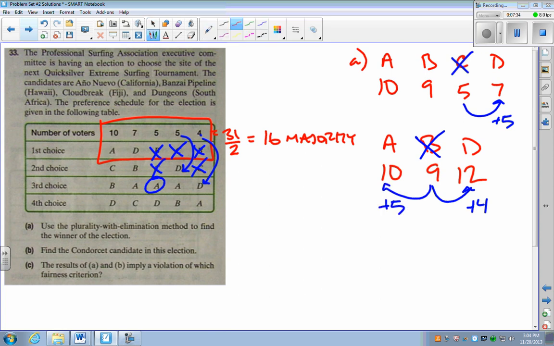When you get to round 3, you got 15 and 16. D's your winner. Hits your majority. Right? Next, Condorcet candidate.